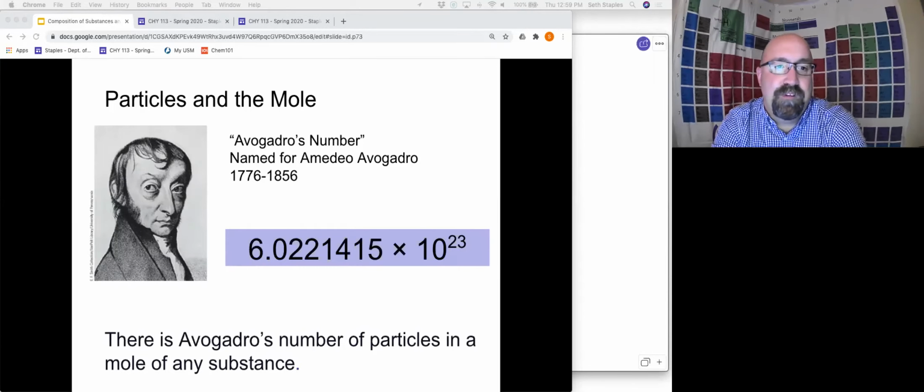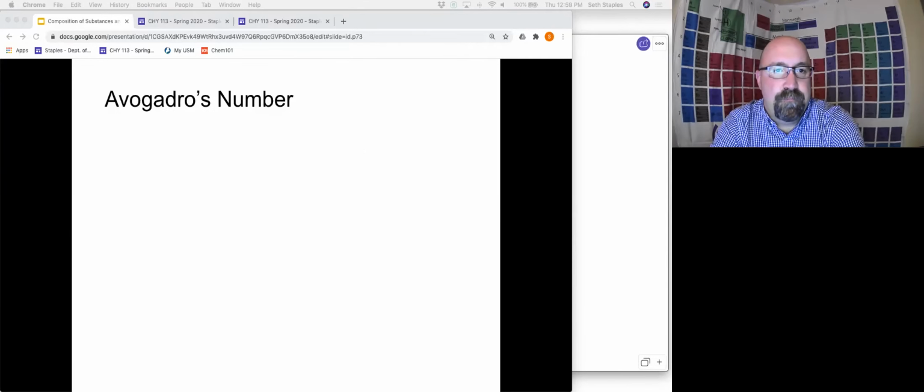The number was named after an Italian scientist named Amadeo Avogadro. We can see it written out here, and we call it Avogadro's number. It's 6.02, and we see more digits for it here. So Avogadro's number: 6.02 times 10 to the 23rd.